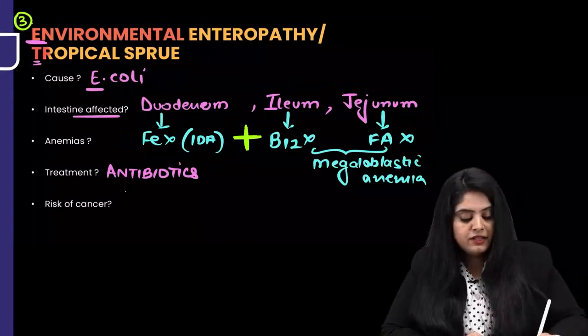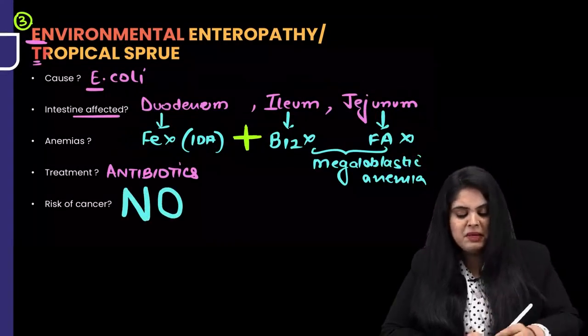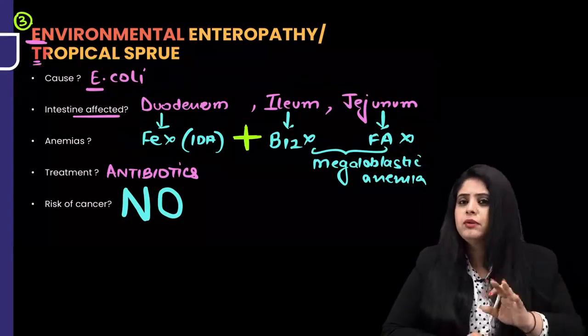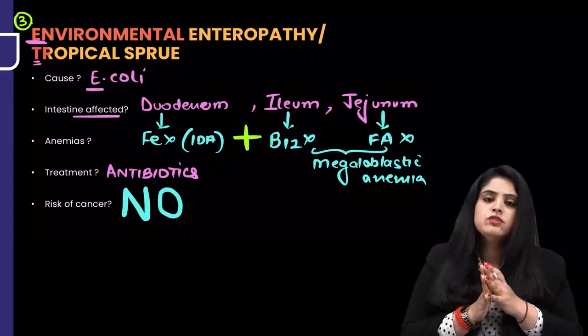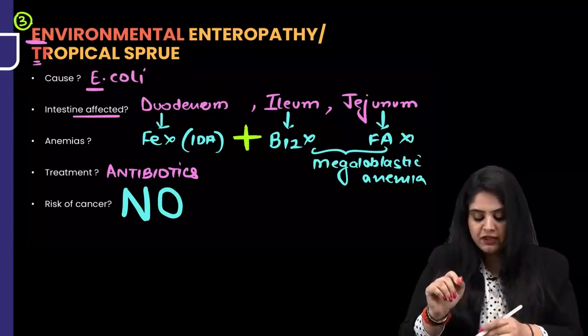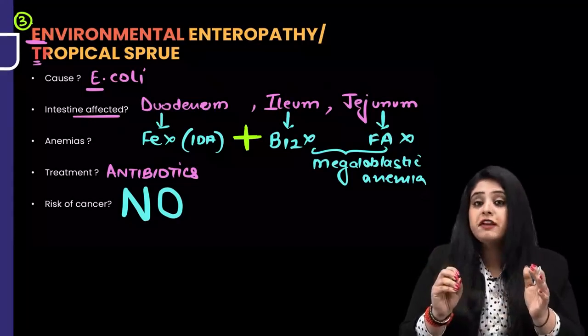And is there any risk of cancer? No, this is a simple bacterial infection, give antibiotic and sorted, no genetic problem, nothing. It's a bacterial infection, so you're sorted, and that is the third malabsorption. The fourth and fifth are very simple. You just have a few infections.